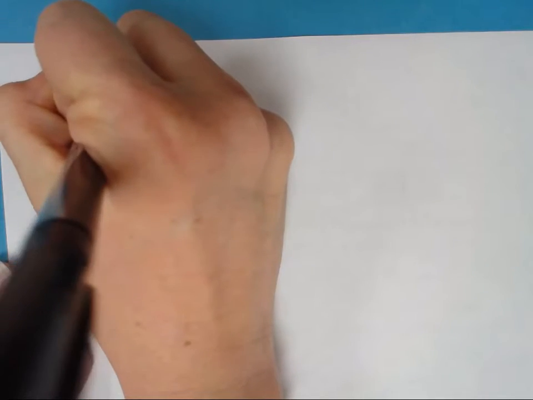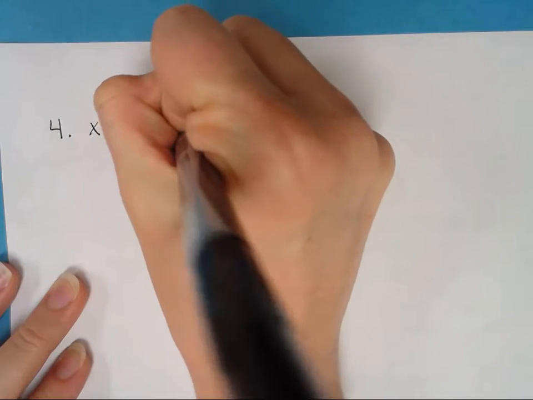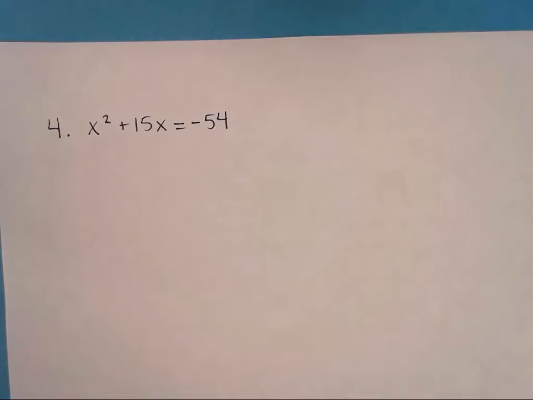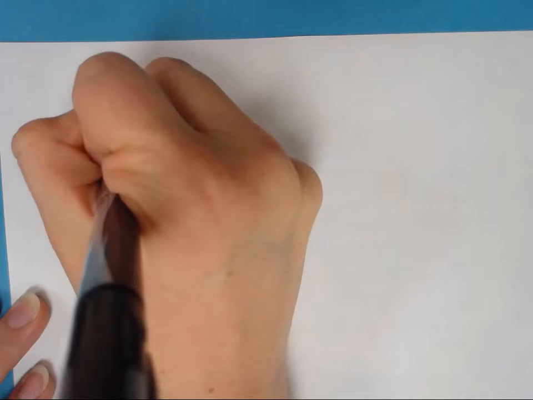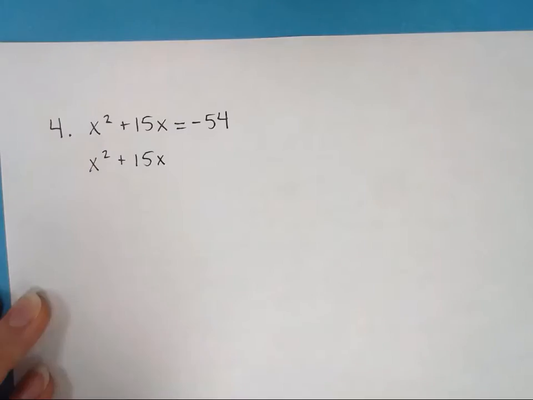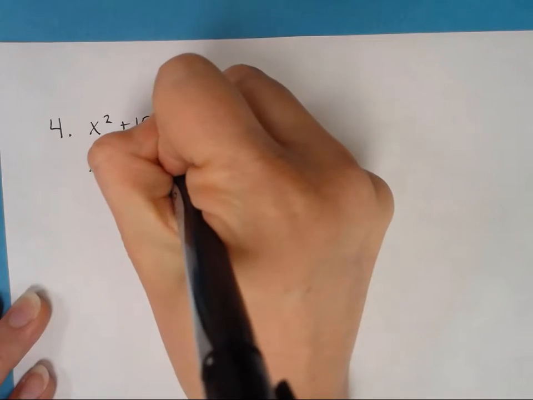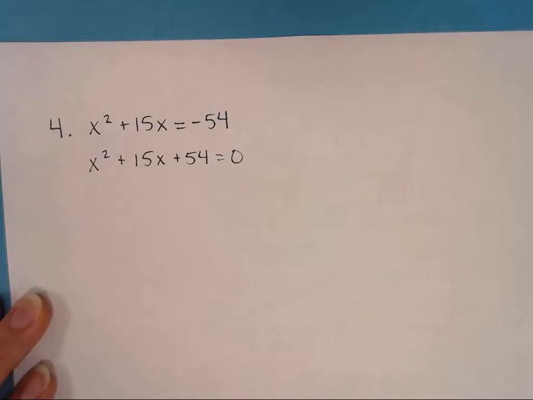We have x squared plus 15x equals negative 54. We're going to solve this equation by factoring. In order to factor, you first need to move all your terms to the same side. So we'll add the 54. By adding 54, it cancels out the right-hand side and makes it 0, and just is plus 54 on the trinomial on the left.